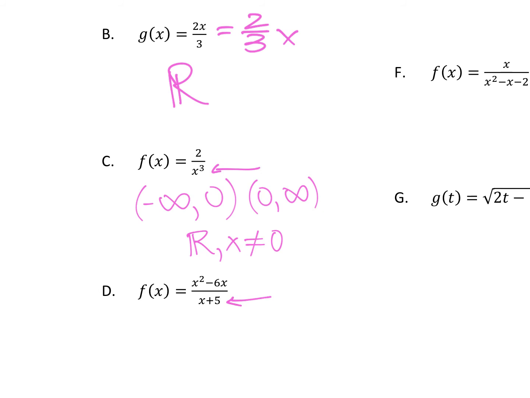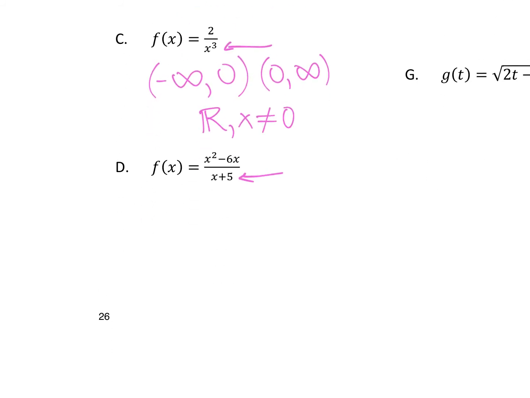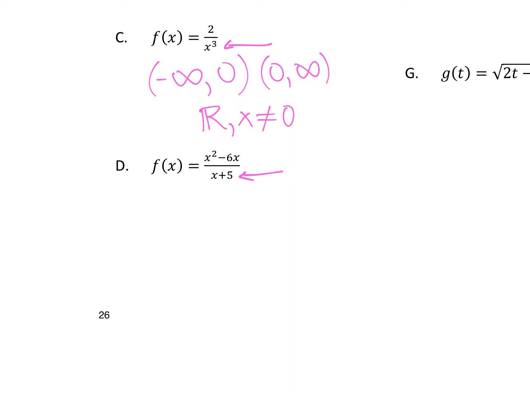Either way. So use that same thought process on D. What x value can I not have in D? Negative 5. So same way to write my domain. Negative infinity to negative 5, negative 5 to infinity. Or all real numbers, x does not equal negative 5. I like that. Okay, I don't care which one.